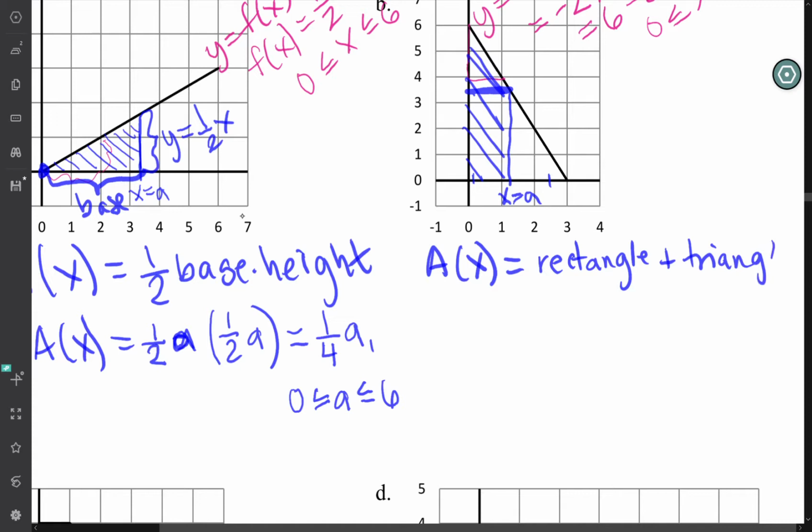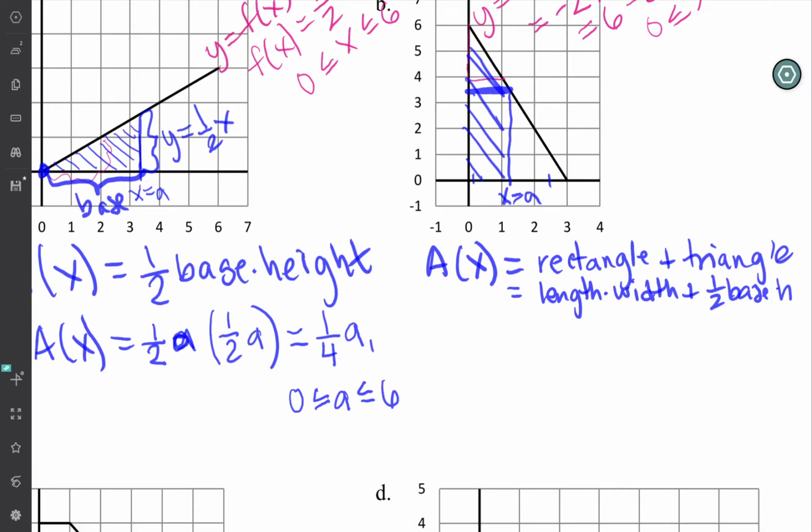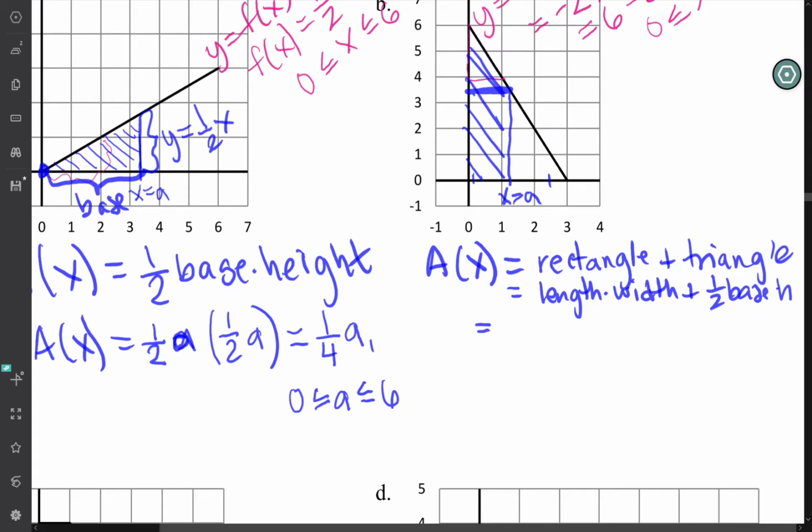Which means it's going to be length times width, and again, write as much or as little of this as you need, plus 1/2 base times height, which is going to get abbreviated because I'm running out of room. This is just building up my structure, but if you're stuck, this is a really great way to get started. Oh, and I said this is a function of x, but actually we're using a as our x value, and same in the last example.